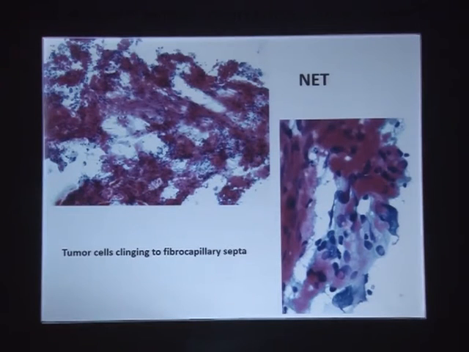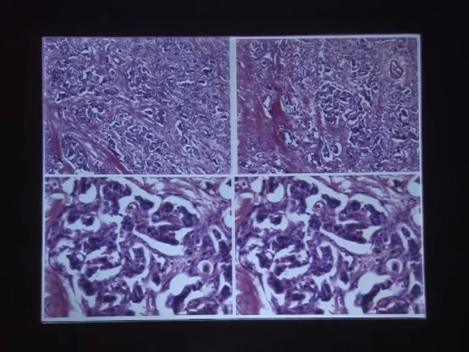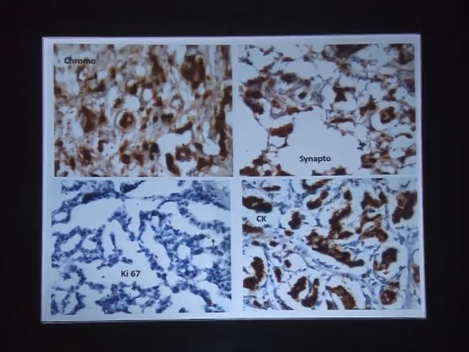Some tissue fragments were received in the same material which showed these fibrocapillary septa with some clinging cells which showed classical salt and pepper chromatin. So the diagnosis of NET was offered, and we received a distal pancreatectomy which showed this 2.5 centimeter well circumscribed mass in the pancreas. And classically it showed endocrine features. They were chromogranin, synaptophysin, pan-CK positive, Ki was low, so we could offer a diagnosis of well-differentiated neuroendocrine tumor or grade 1 neuroendocrine tumor.